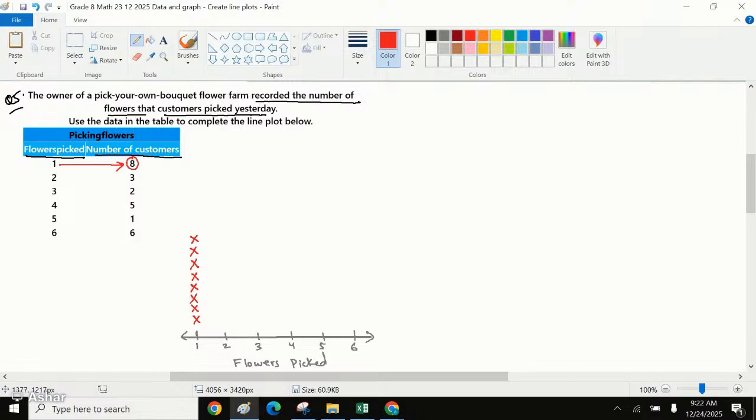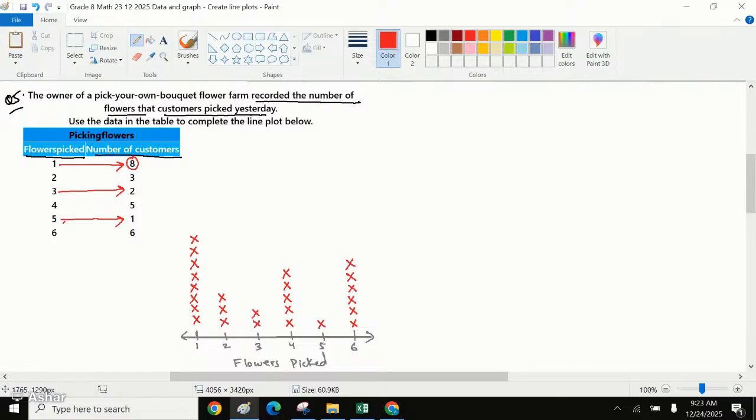Okay, agreed? 2 flowers were picked by 3 customers: 1, 2, and 3. 3 flowers were picked by 2 customers. 4 flowers were picked by 5: 1, 2, 3, 4, and 5, right? And 5 flowers were picked by 1 person only. And 6 flowers were picked by 6 customers: 1, 2, 3, 4, 5, and 6.